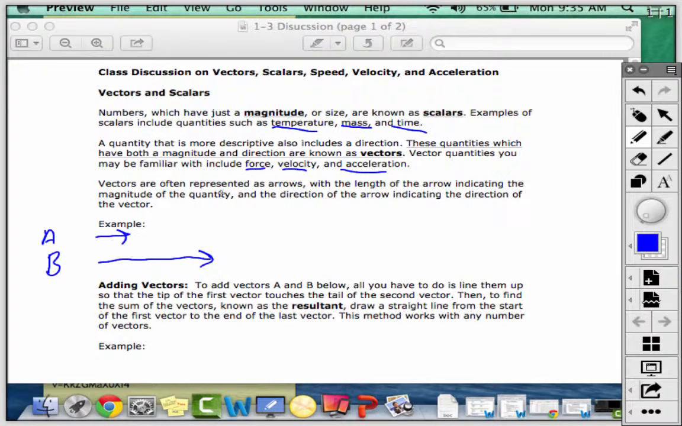Which car is going faster just based upon the arrows? B. How did you know that? Very good. The length of this arrow is bigger, and so this one would be going faster relative to this one, which would be going slower. Notice there's no numbers associated with this. I can't tell you for certain what the velocity of car B is versus A, but I certainly can say A is slower than B. Hopefully you guys are okay with that. I'm going to scroll down this page a little bit.